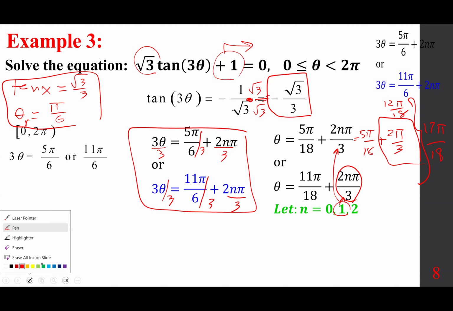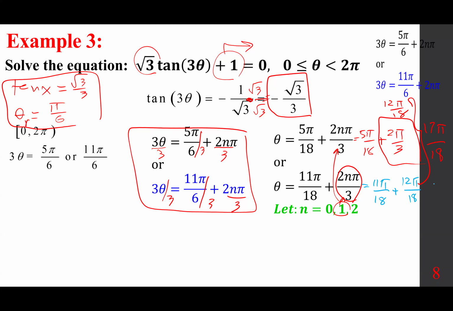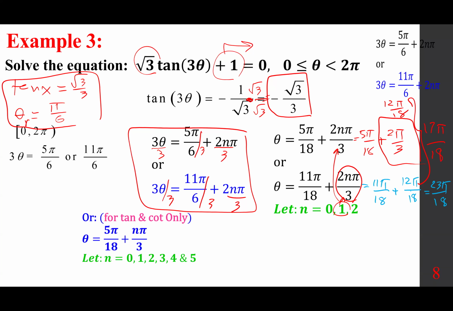Now, if we add it here, let me use a different color. We have 11 pi over 18 plus 12 pi over 18, 23 pi over 18. And you can plug in 2 and find the answers. By the way, so we got the first 4, everybody. And the other 2, if you plug in 2, you find it.